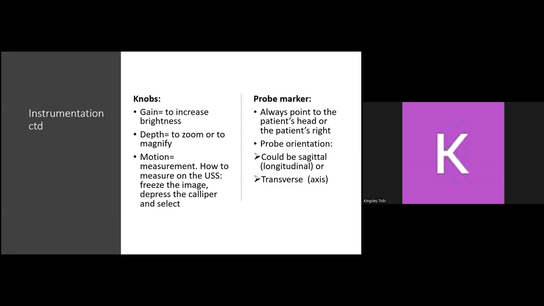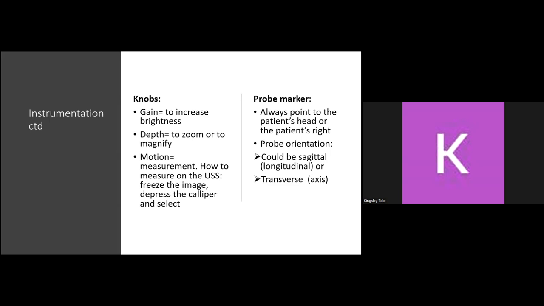All right, in terms of knobology, it's important for us to know what to press and what to use. When you want to increase the brightness of your image, you increase the gain on the ultrasound machine. When you want to magnify or zoom on a particular tissue, you use your depth. M mode is for measurement and for looking at dynamic flow. For instance, when the cardiologist wants to measure ejection fraction or look at flow through the valves, the mitral valve or aortic valve, they go into M mode.